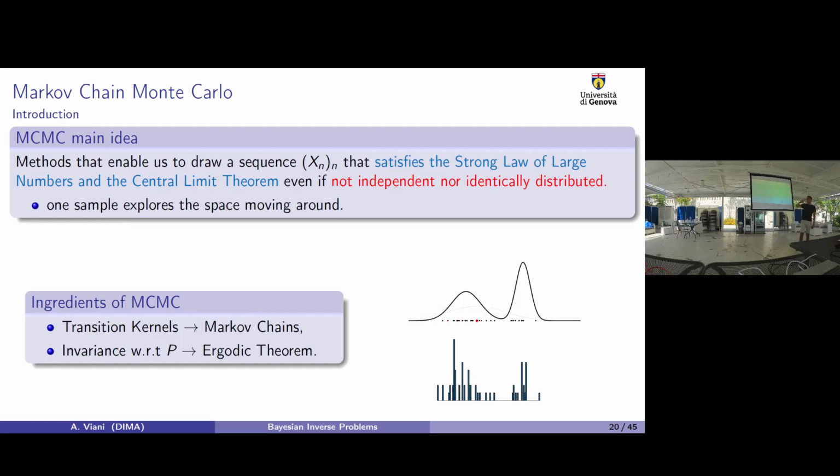And if I use a proper Markov chain, I still have the advantages of the strong law of large numbers, the so-called ergodic theorems. And here we see the evolution of a chain, but later we will see it again. The philosophy is that there is one sample that moves and explores the space along some path, and we have to set a proper path in order to guarantee the ergodic theorem. I hope that you know a little bit about Markov chains.